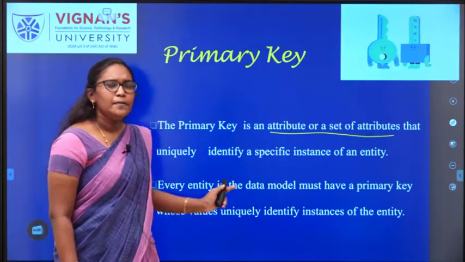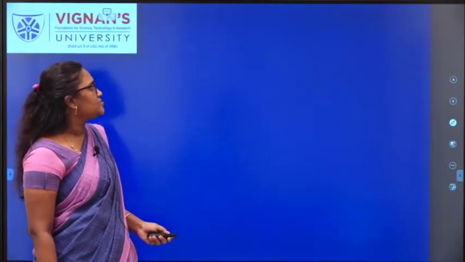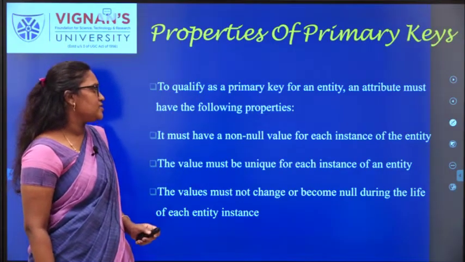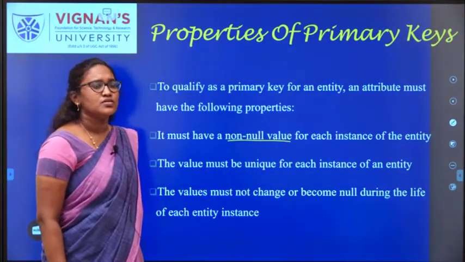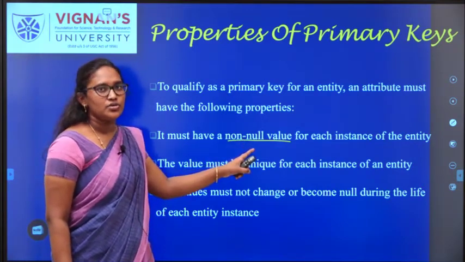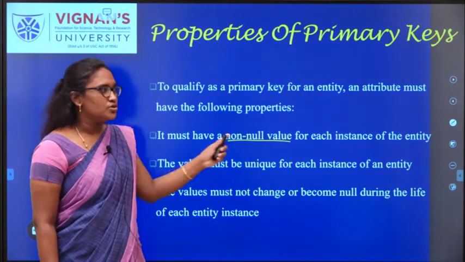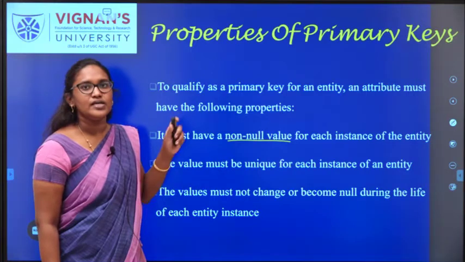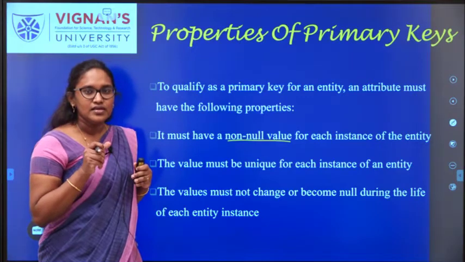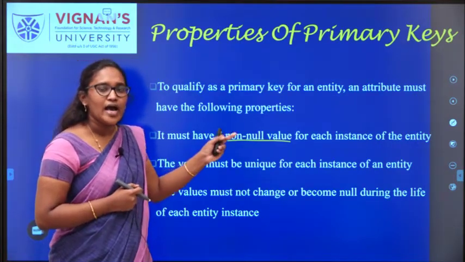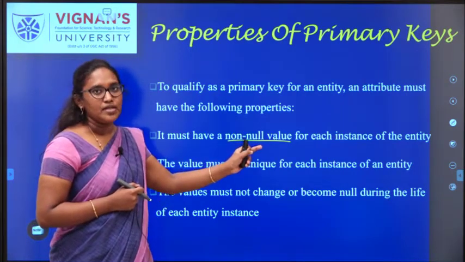Next, the primary key has a few properties. What are those properties? First property is that it should not have null values. What is the meaning of null values? It means empty values; it should not have them. Each primary key should not have an empty value in a table. You should not have any missing value in a table. If you have a missing value, then we say it is not a primary key.